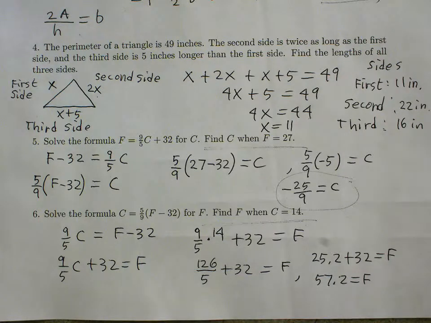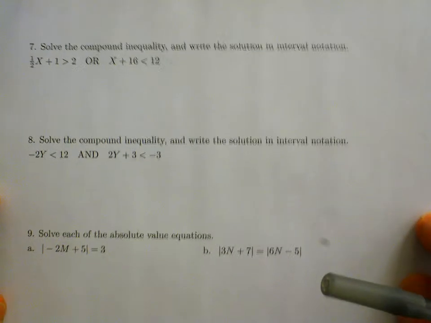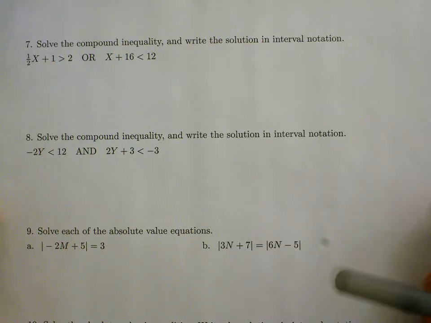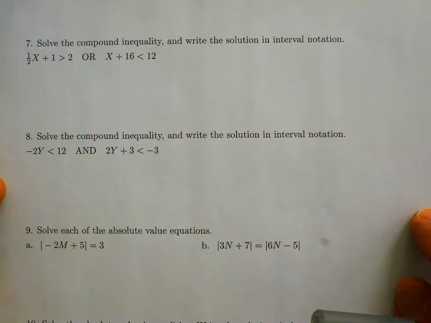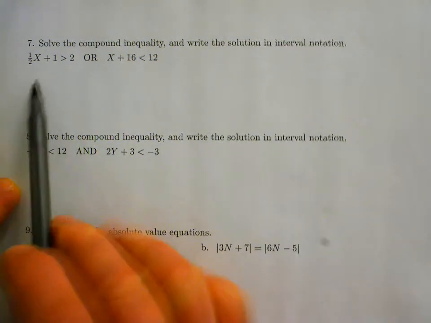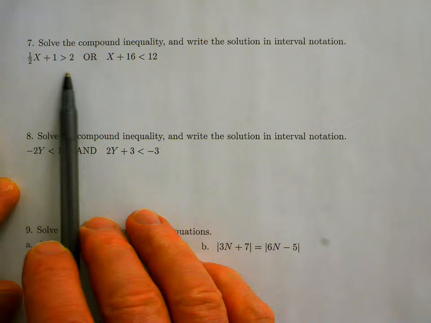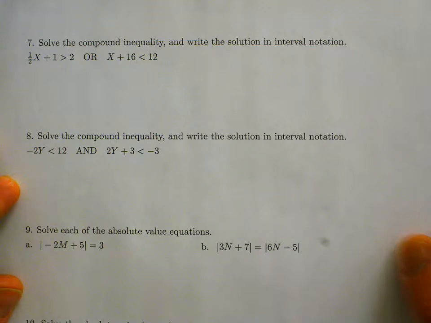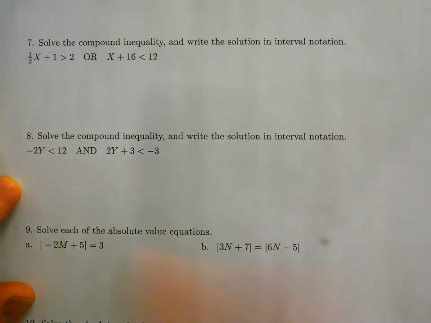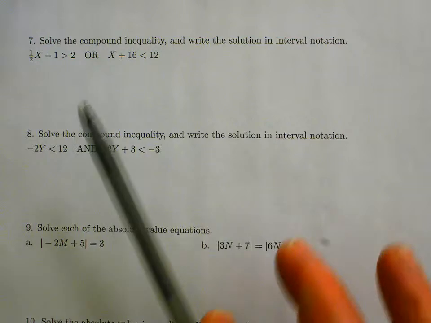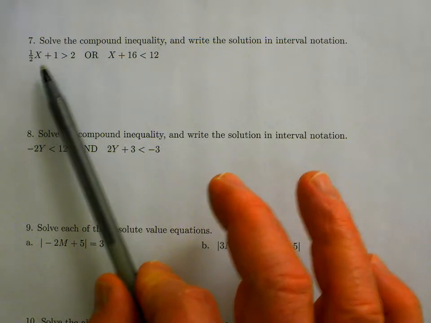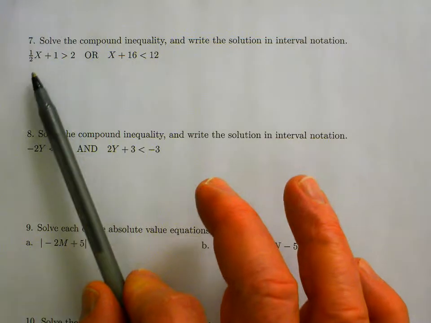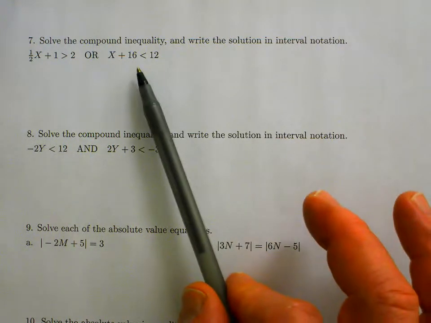Okay, moving on to the next page. Solve the compound inequality and write the solution in interval notation. So we have 1/2 x plus 1 greater than 2, or x plus 16 is less than 12. So remember what or means. A number x is a solution if it satisfies the inequality on the left, or if it satisfies the inequality on the right.